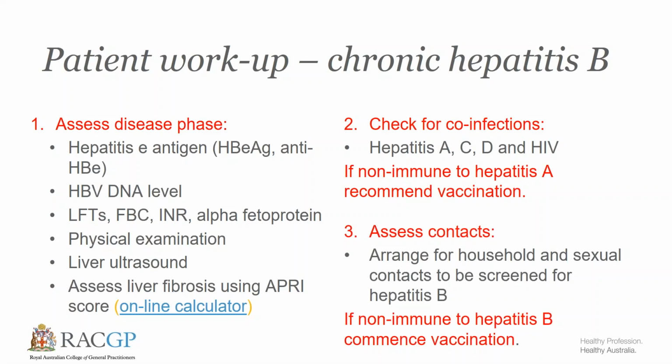And the third thing to do is to assess his contacts. So it's important to arrange for his household and sexual contacts to be screened for hepatitis B. And if they're not immune, to vaccinate them, because they could be at ongoing risk of hepatitis B.